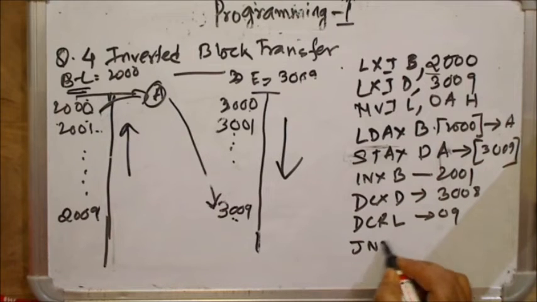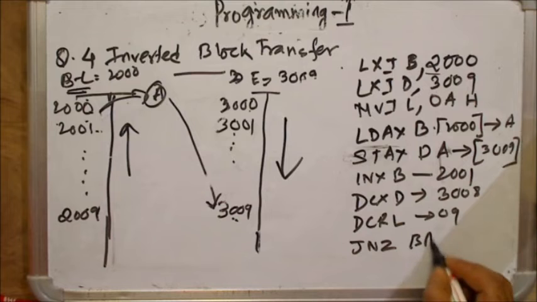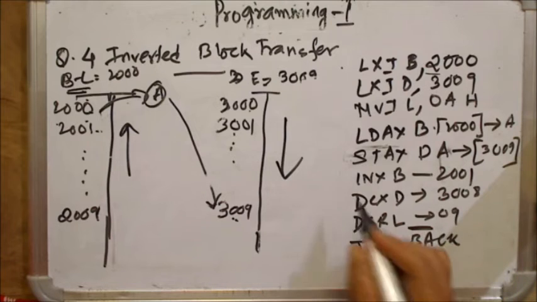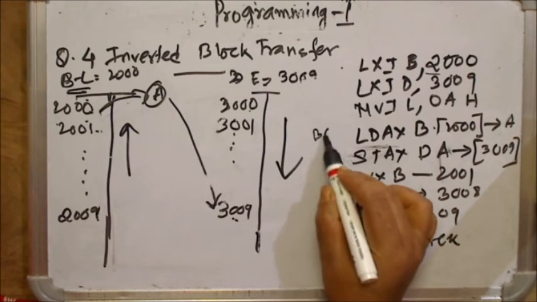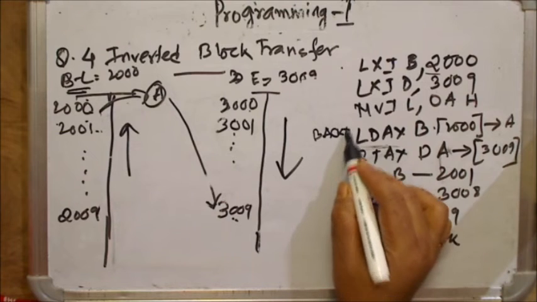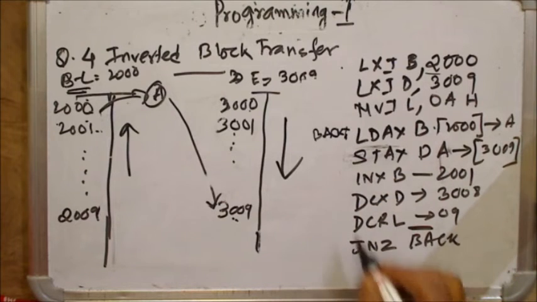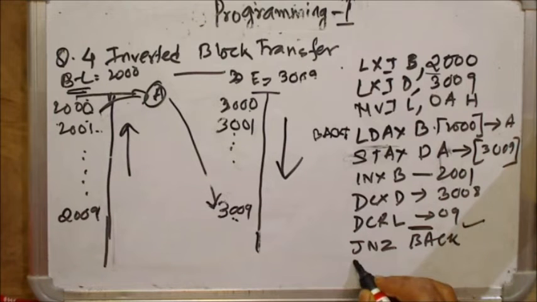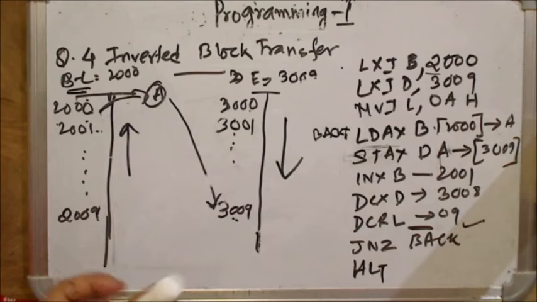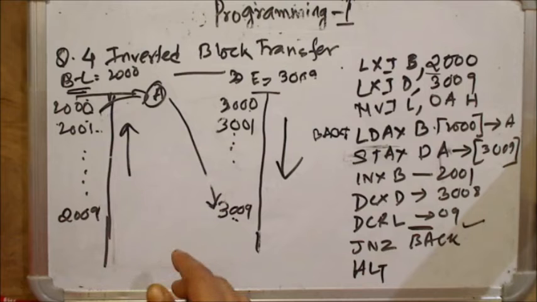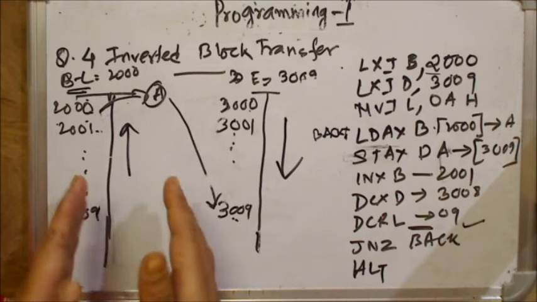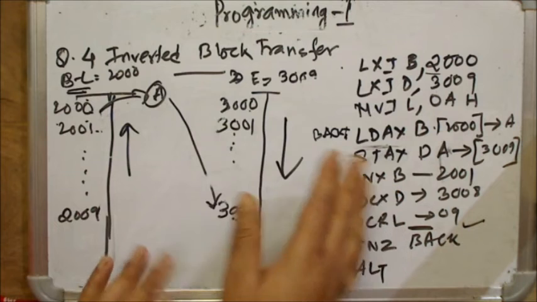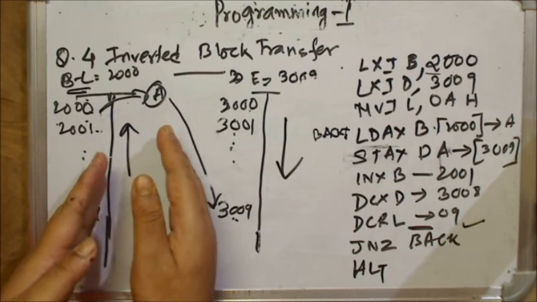Then jump if not zero back. Until the count becomes 0, you have to jump back. Where should I put the label? Here, at LDAX B. When the count becomes 0, it will come out of the loop and end the program. I hope the instructions and the program are clear. It is the same as the previous program. Do it in your copy, check it, put in some data, and take a smaller count to test with some data in the memory locations.